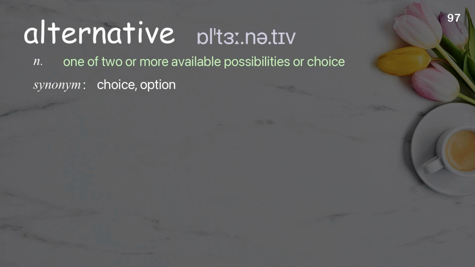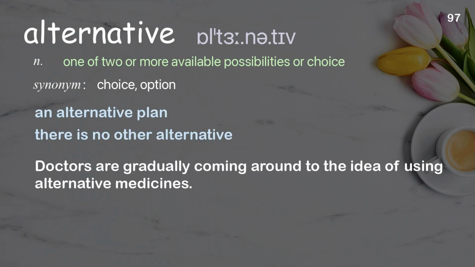Alternative. One of two or more available possibilities or choice. Examples: An alternative plan. There is no other alternative. Doctors are gradually coming around to the idea of using alternative medicines.